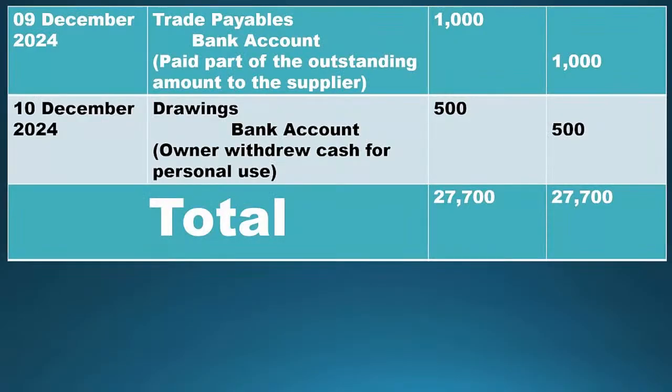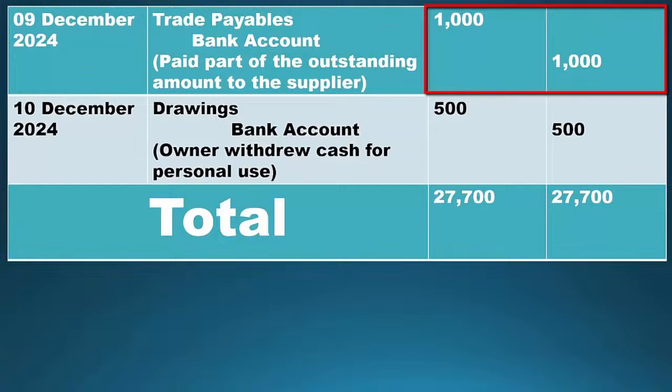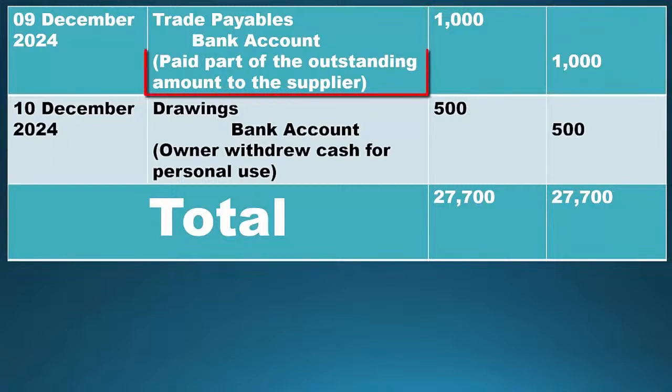Step 5. Recording in the journal. Finally, record this transaction in the journal with the following details. Date. Enter the date the payment was made. Accounts. Write the names of the accounts involved, trade payables account and bank account. Amounts. Enter $1,000 as a debit to the trade payables account and $1,000 as a credit to the bank account. Description. Add a brief explanation, such as paid $1,000 to supplier for previous credit purchase, receipt number 456.